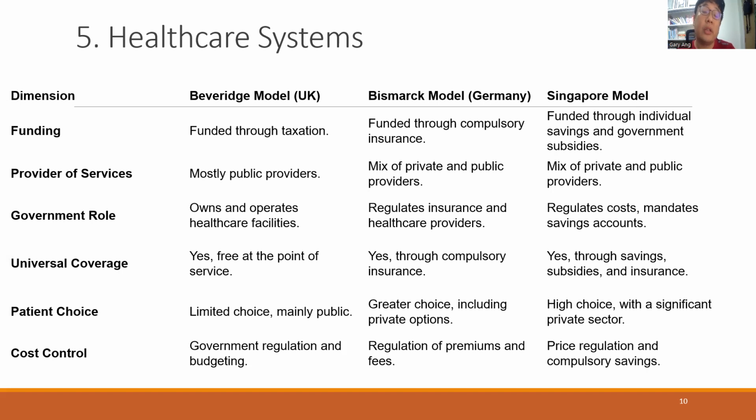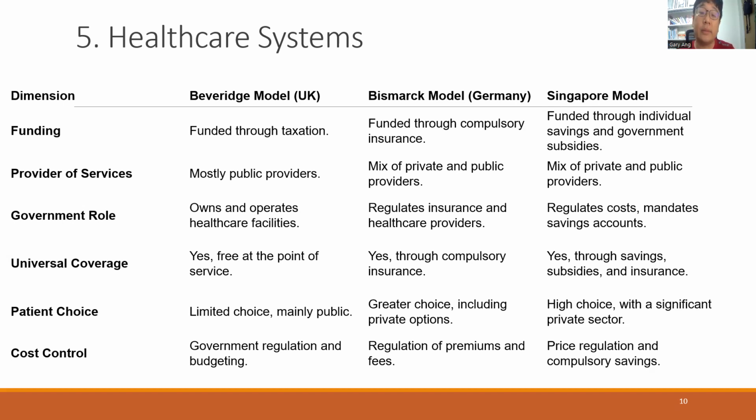For a Beveridge model, the unique thing is that it's free at the point of service, so there's no co-payment. However, the problem is that the lack of co-payment may actually encourage unnecessary usage. And finally, for cost control, government regulation and budgeting will affect the Beveridge model. In terms of the Bismarck model, it's more about how you regulate the premiums and fees. And in the Singapore model, we have the Class A system to dampen the increased price in the private sector. And more recently, we even have certain price guidelines on the usual fees being charged by private providers.